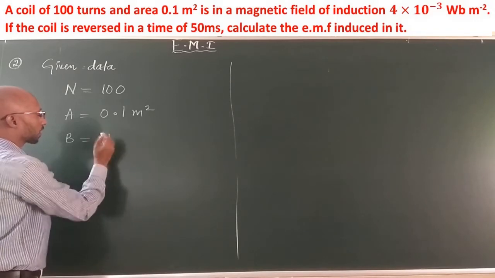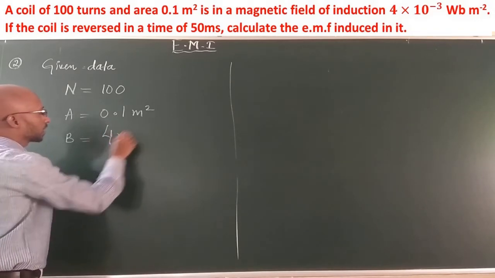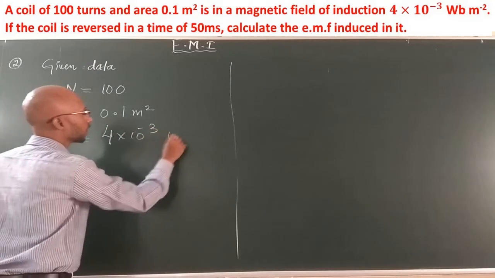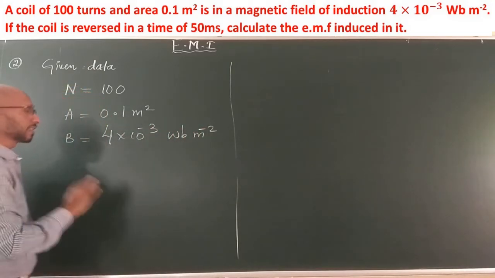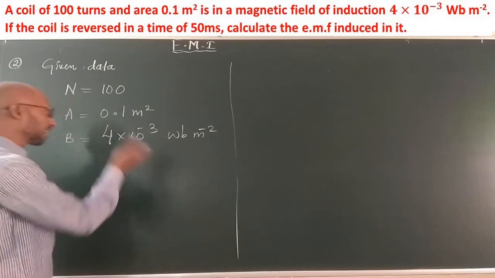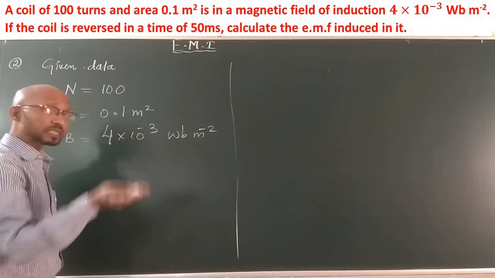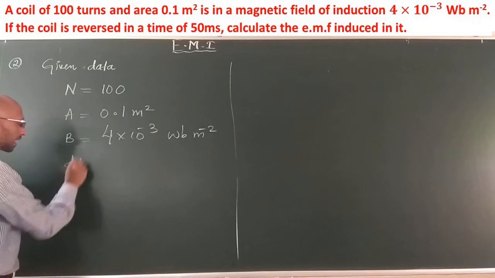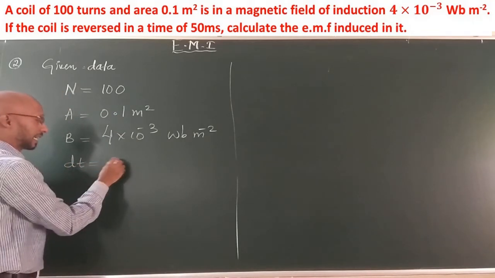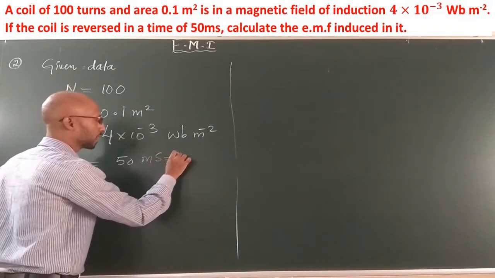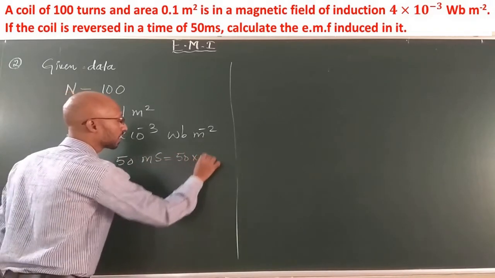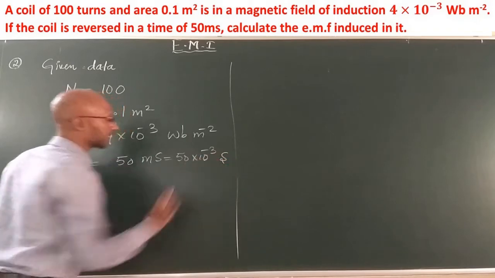4 into 10 raised to minus 3 Weber per meter square. Now, if the coil is reversed in a time interval, delta t, which is given as 50 milliseconds, 50 milli means 50 into 10 raised to minus 3 seconds.